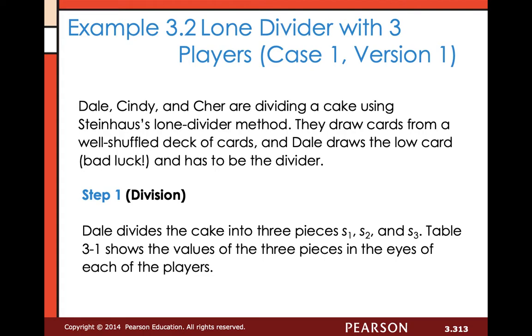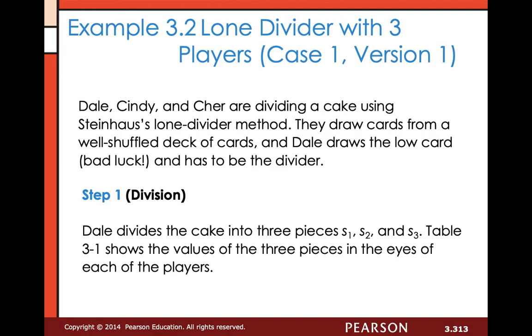So let's look at an example of where this might come about. We're going to go ahead and do lone divider with 3 players. So this is going to be case 1, the easier case to divide between. We have Dale, Cindy, and Cher dividing a cake using Steinhaus's lone divider method. They're drawing cards from a well-shuffled deck of cards, and Dale draws a low card, which is bad luck, and also having the name of Dale starting with D was bad luck. He has to be the divider.